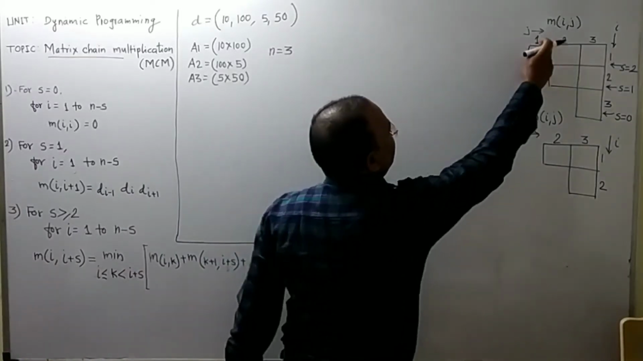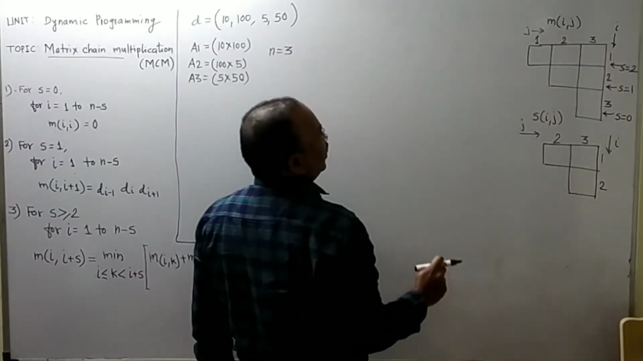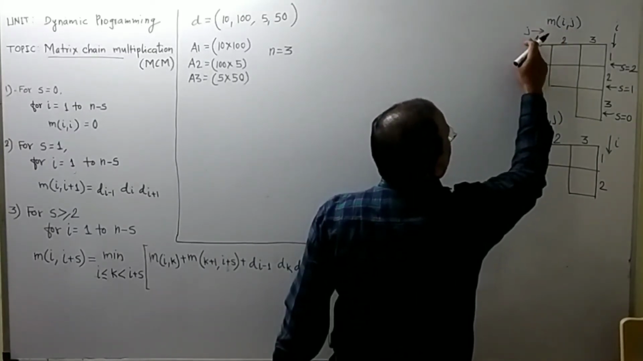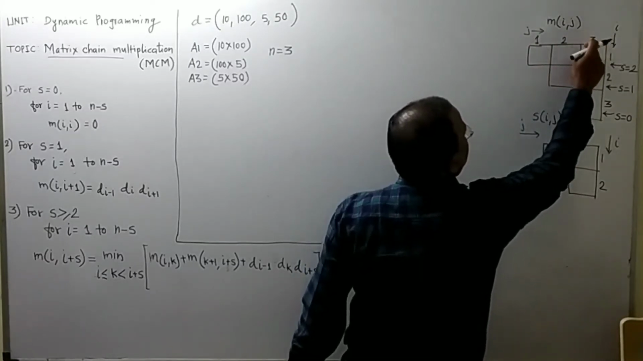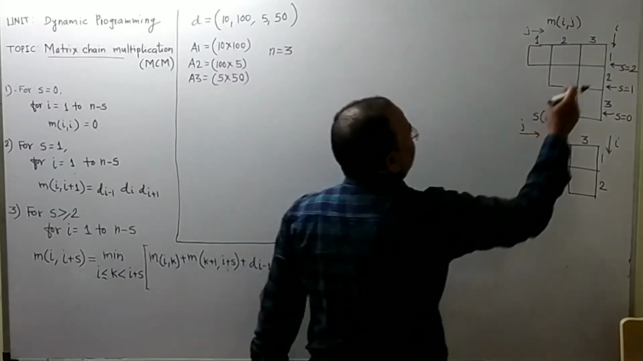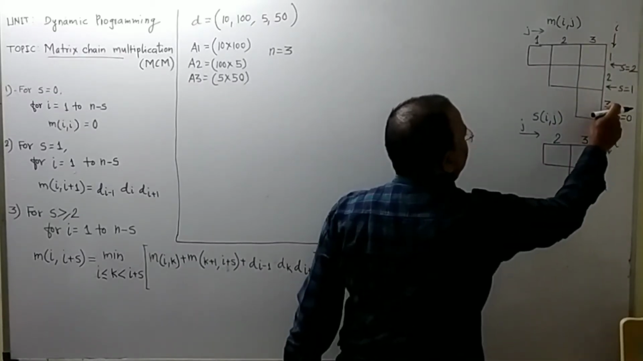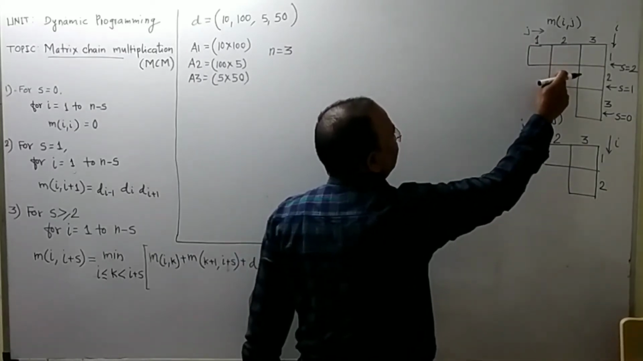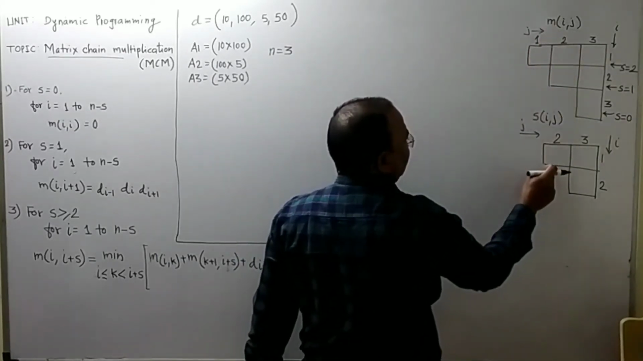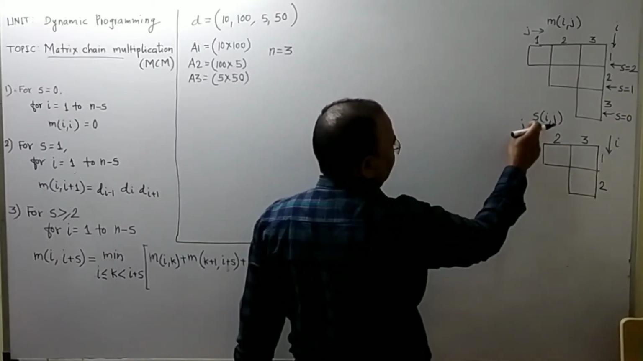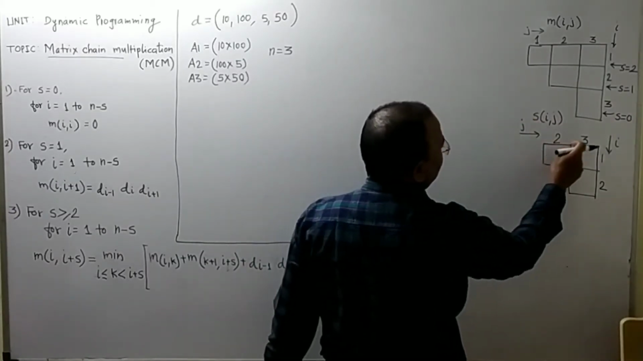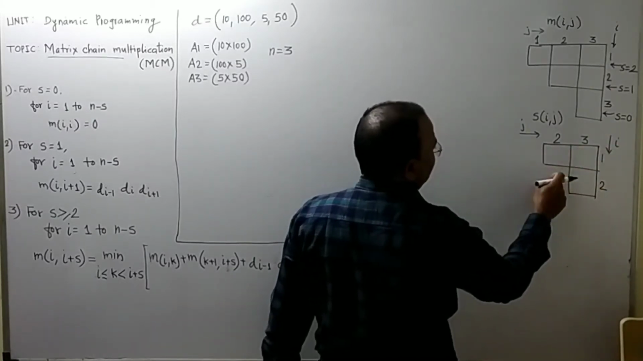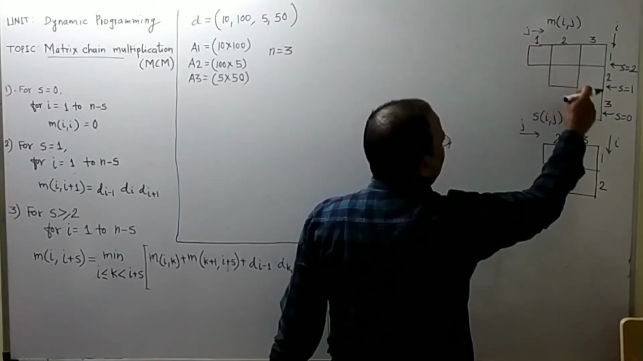Now once we have got the number of matrices and their sizes, we have to specify the structure of two tables, the M table and the S table. In the M table, J starts from 1 to N, where N is the number of matrices, and I starts from 1 to N. Now for the S table, J varies from 2 to N and I varies from 1 to 2. In the S table, the bigger diagonal is removed.